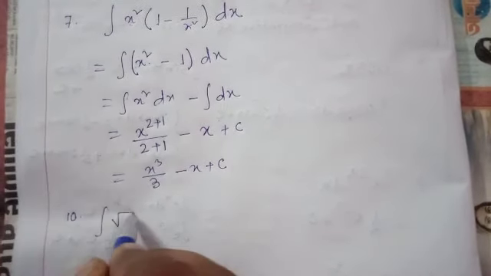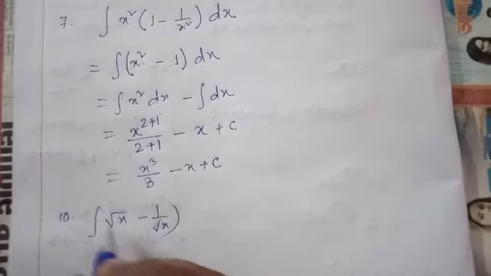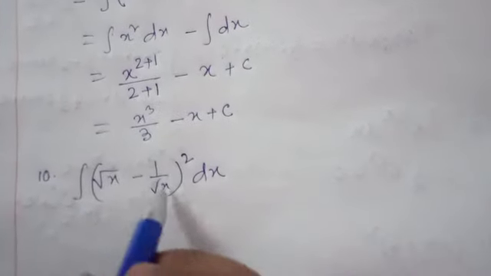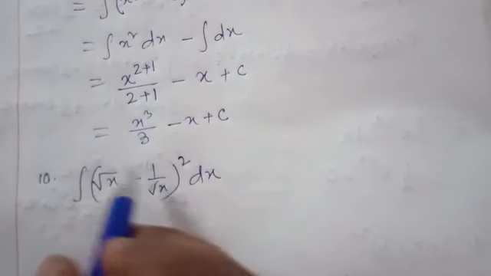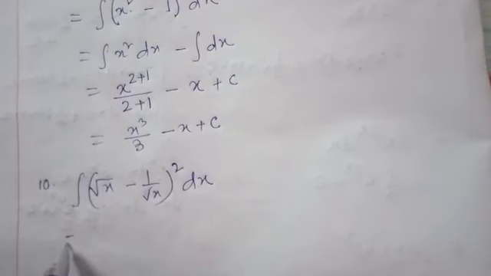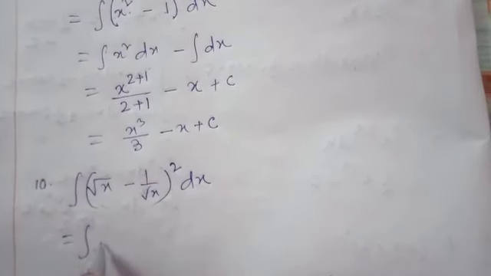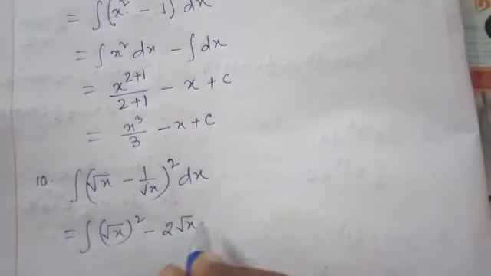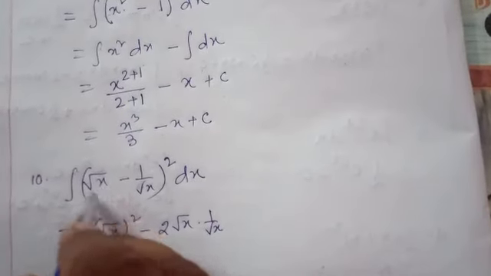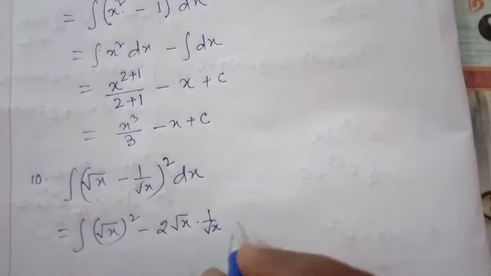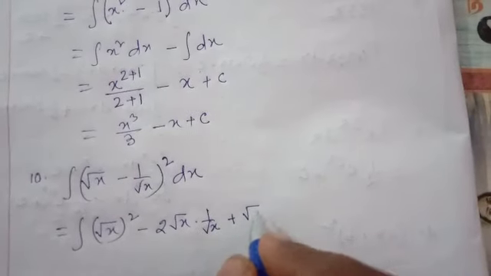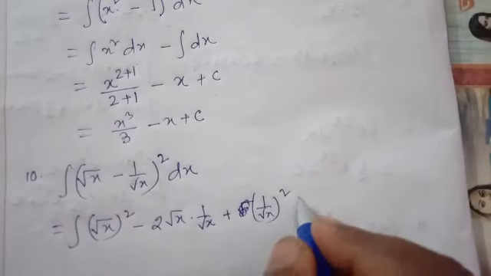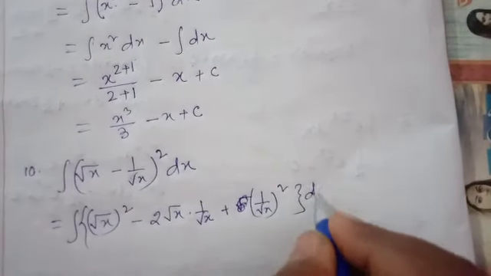Here given root x minus 1 by root x, its whole square dx. Okay, so first we don't know this type of integration formula, so first you simplify it. Just a minus b whole square formula, its formula a square minus 2ab plus b square, here a is equals to root x and b equals to 1 by root x, its whole square into dx.